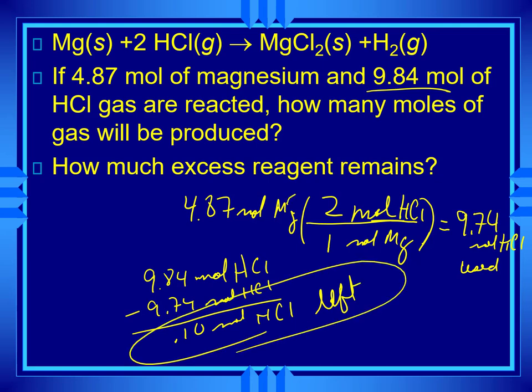So you take the limiting reagent, turn it into the other reagent, the excess, figure out how much you used, subtract that from how much you started with. So it works in moles just as well as it works in grams. One more example.